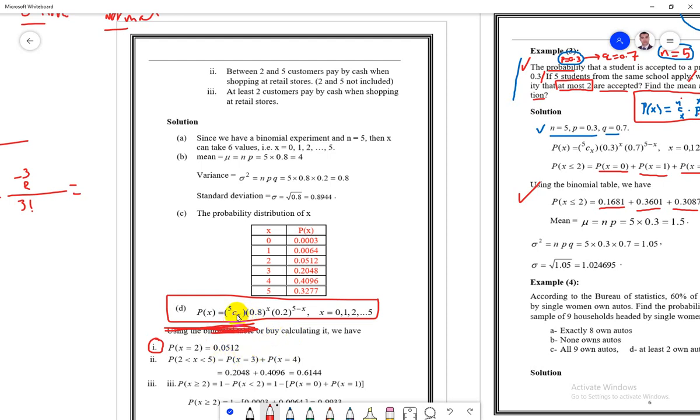Please check that you know how to use a calculator. Write 5, then shift and the division sign, giving you C, and then write 2 as X, times 0.8 to the power 2, times 0.2 to the power 5 minus 2. That will give you 0.0512. Please check that you have that answer. That is for question I.